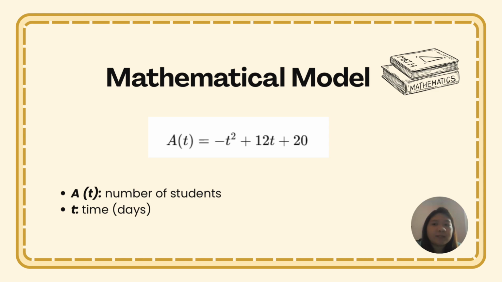Next, we define the mathematical model used in this study. This function A(t) represents the student attendance over time. Here, A(t) refers to the number of the students attending, while t represents time in days. This is a quadratic model which allows us to describe how attendance changes over a period of time.